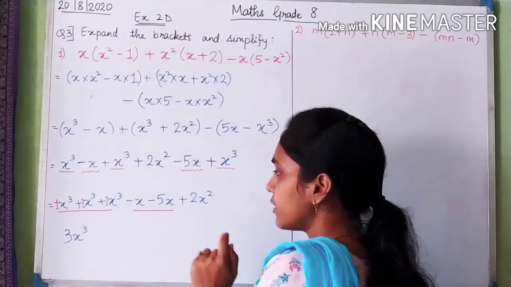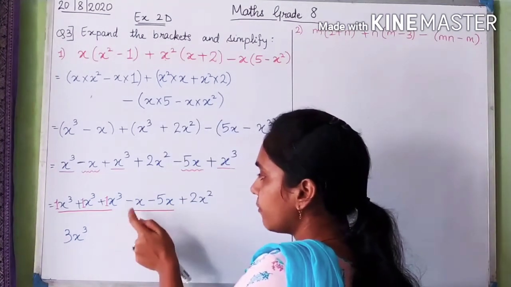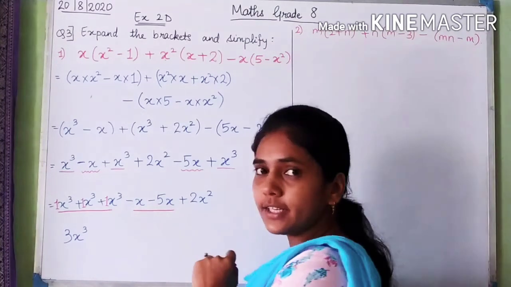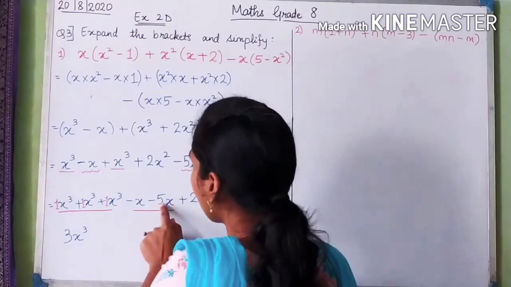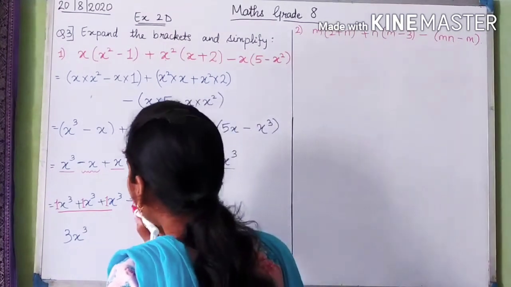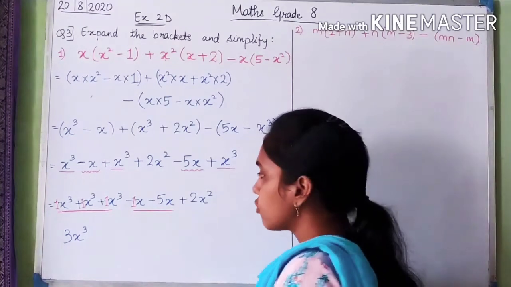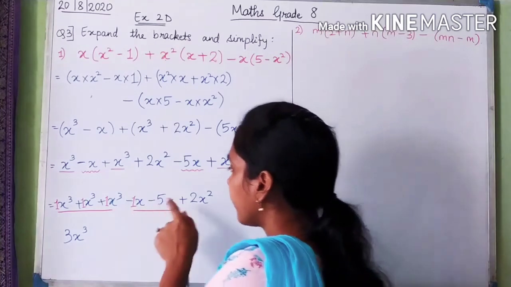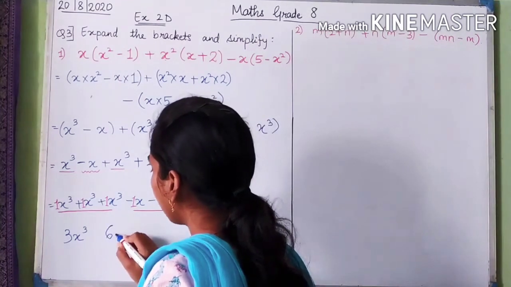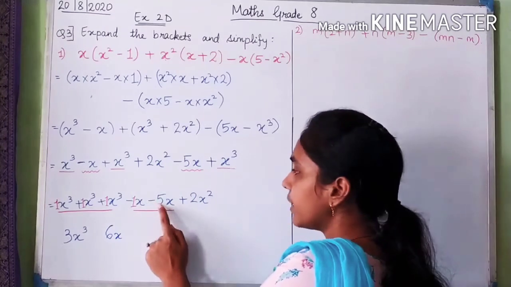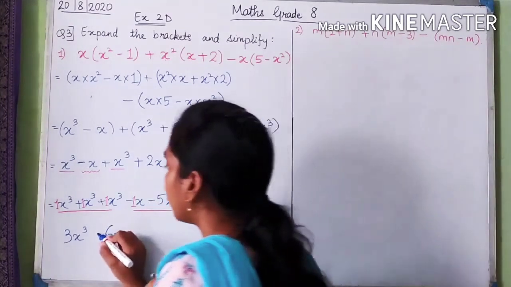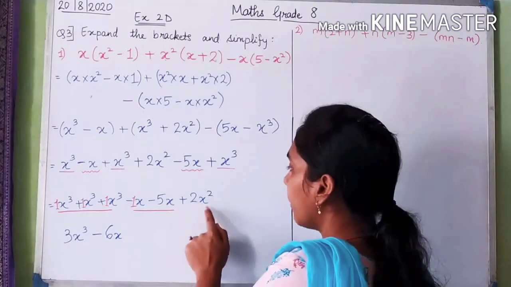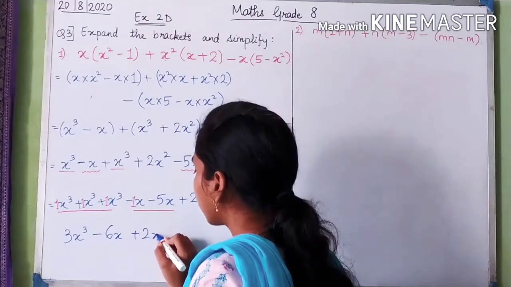Then minus x minus 5x. So how do we solve this? Two numbers are having negative sign. So what do we do? If both the numbers are negative, then we add them, right? So this coefficient is 5 and this is minus 1. If there is no number, then it is 1. So we add 5 and 1. So what is 5 plus 1? 6. And this x which is carried with it. So 6x. And which is the greater number? 5. 5 is having a negative sign. So I put a negative sign with this. So this is 3x cube minus 6x plus 2x square.